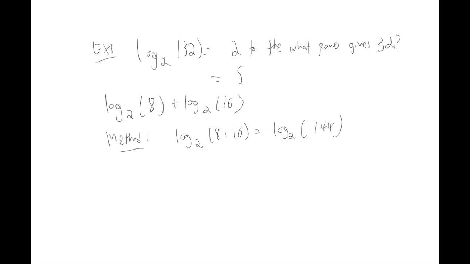Okay, this might be a bad example, actually. Let me see. 2 to the what power is 144? No, it's not 144. It's 128. I don't know why I thought 124. So this is 2 to the what power is 128? It's 2 to the 7, I believe.